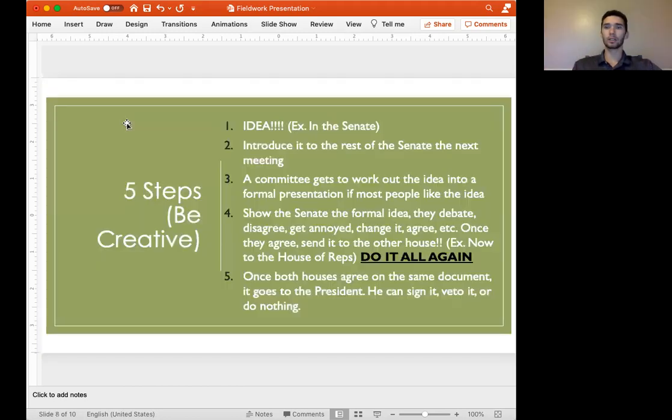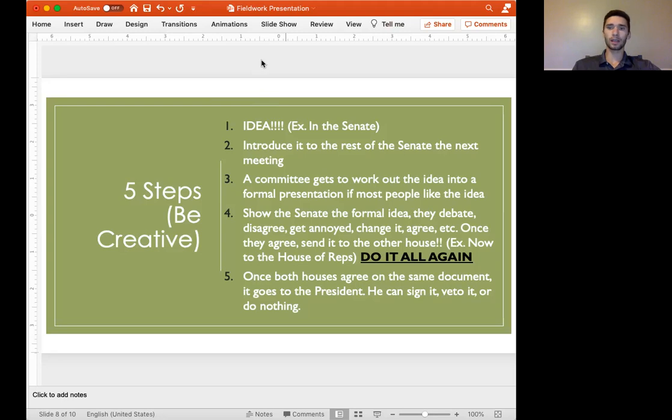You got this. So this is an example of what I'm expecting. Here are the 5 steps, and I did them a little bit differently, just spicing it up a little bit. There's an idea, for example, in the Senate. And then we have to introduce this idea to the rest of the Senate at the next meeting. Number 3, a committee gets to work out the idea into a formal presentation, usually a stack of paper that they're writing. If most people in the Senate like the idea, they'll be like, hey, you, and you, you're going to be a committee, go figure out the logistics of this idea.